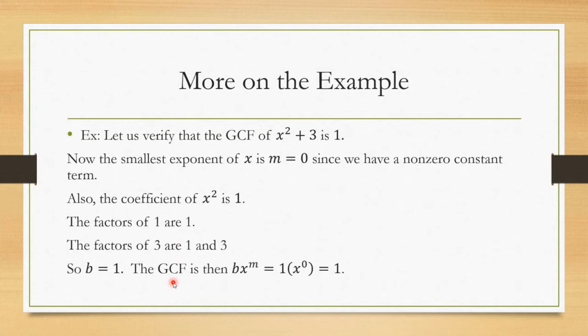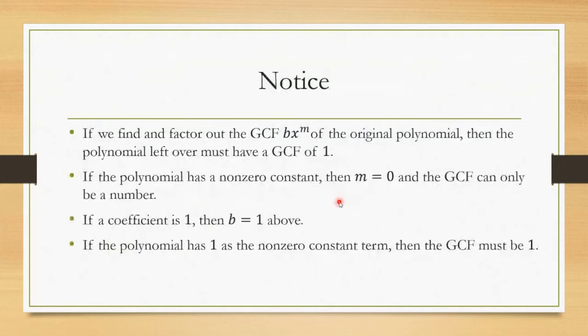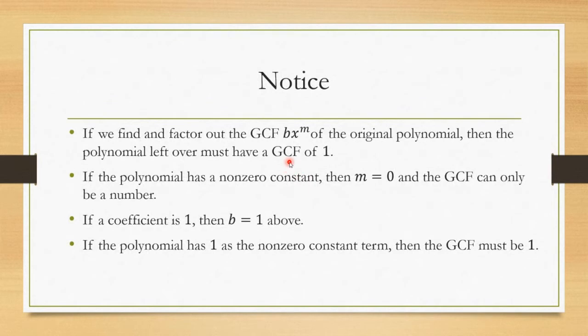The GCF here is then 1 times x to the 0, which is 1. That's what this is equal to. And again, this was left over after we factored out the GCF from the original polynomial. So this thing left over has a GCF of 1. Well, that's no accident. In fact, if you find and factor out the GCF of a polynomial, the polynomial that's left over is going to have a GCF of 1.